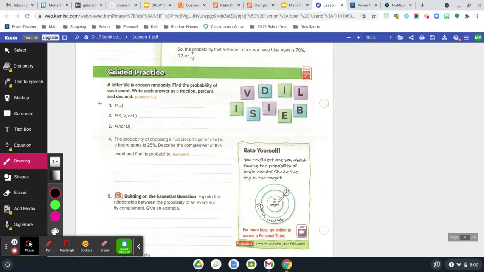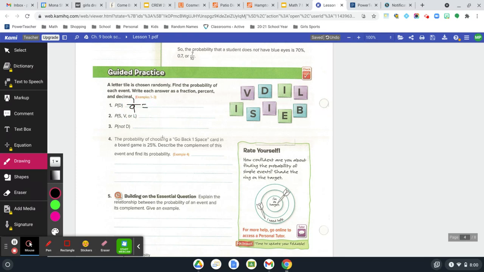So the probability of getting a D. I look over here on my tiles and I see 1 D over there. 1 out of... We'll count how many tiles you have because you have to have the total possible outcomes in the denominator. 1, 2, 3, 4, 5, 6, 7, 8, 9. So 9 tiles there.